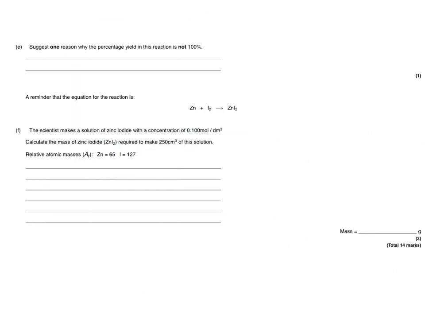So the next question is another practical question. It's just one reason why the percentage yield of this reaction is not 100%. So the main step where some might be lost here is where you're filtering off the zinc. The mark scheme here says that some product would be lost on separation, but they would also allow the idea that you might have an incomplete reaction happening. So it might not all react with the zinc and the iodine.